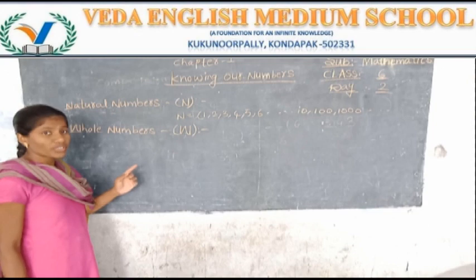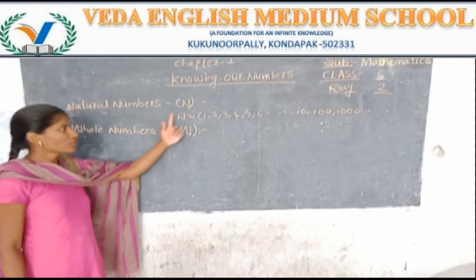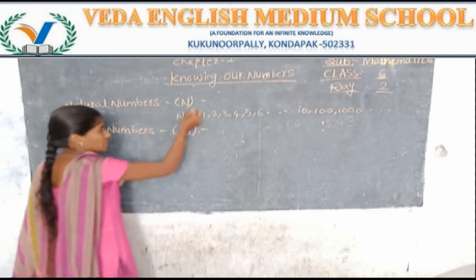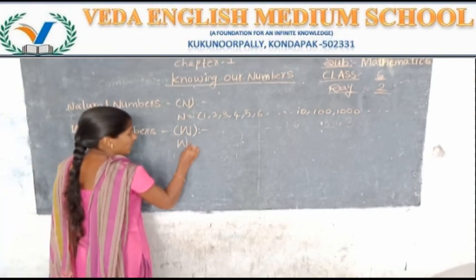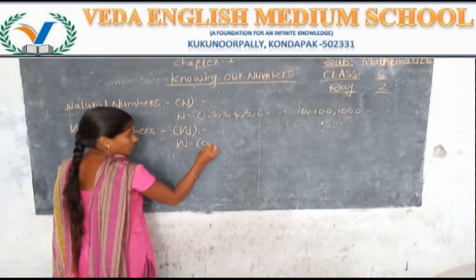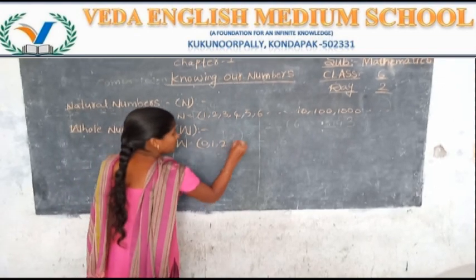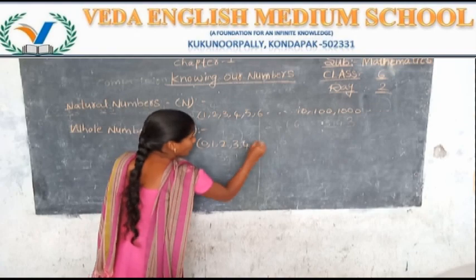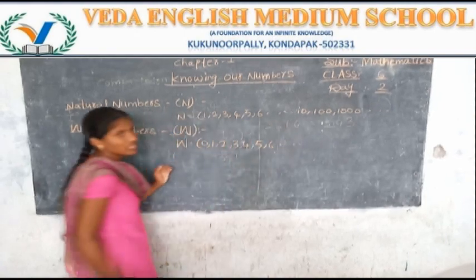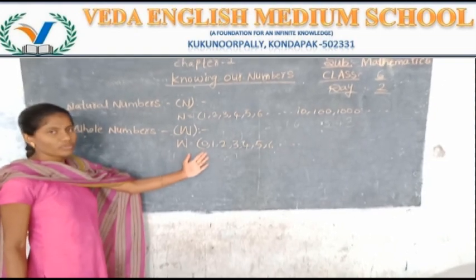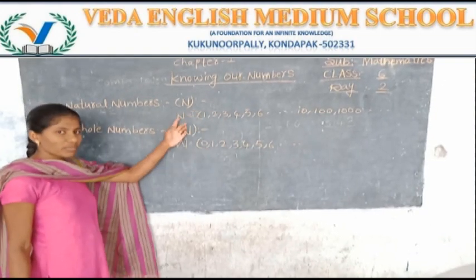What do you have to include in natural numbers to get whole numbers? 0. That means if you add 0 to the natural numbers, then the numbers are called whole numbers. Only 0 is the difference. In natural numbers we don't have 0. In whole numbers we have 0. It is the difference between natural numbers and whole numbers.